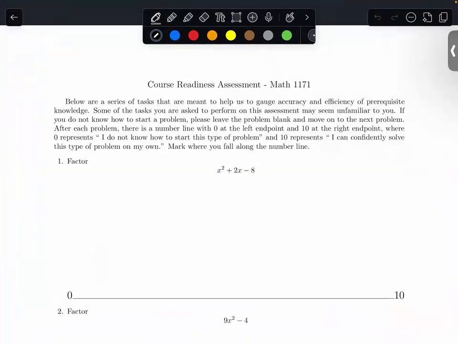This first question wants us to factor x squared plus 2x minus 8. Factoring this would amount to finding what two numbers multiply to make negative 8 and add to make positive 2. In our case, for the 2 to be positive in the middle, we need a positive 4 and a negative 2 to multiply to make the negative 8 and add to make positive 2. So this is going to factor to x minus 2 times x plus 4.